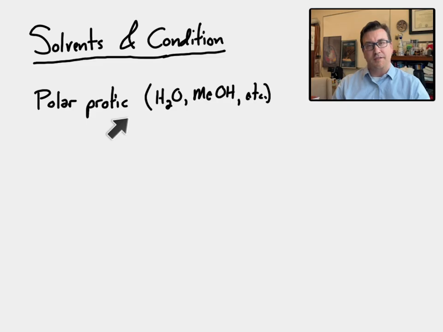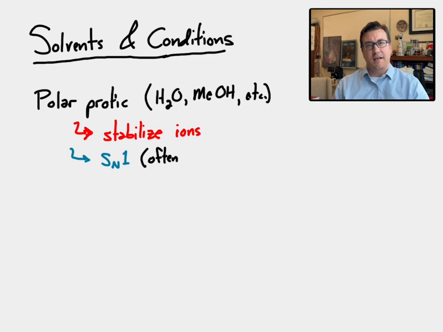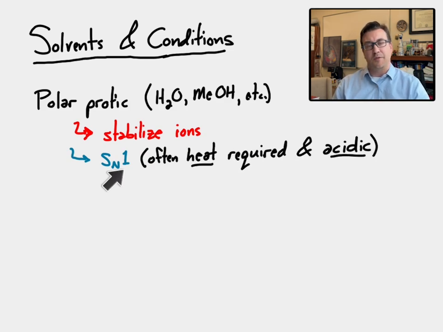Let's look briefly at the solvents and conditions that are found in SN1 and SN2 reactions. Polar protic solvents, you saw those a lot in the SN1 reactions, and let's see why. They're able to stabilize anions and cations, and so they often help to allow for SN1 chemistry to occur. These SN1 reactions often require heating, and they're almost always under acidic conditions.